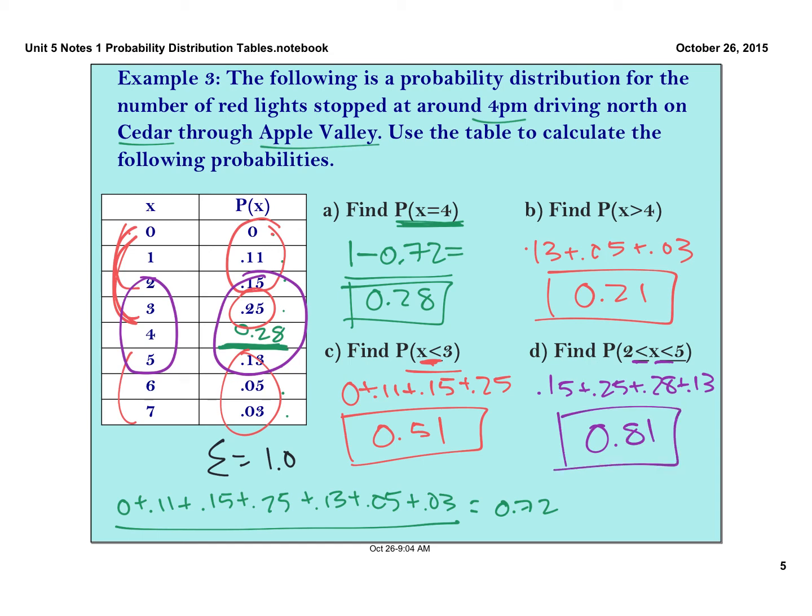All right. So again, if you have one that's missing, add up the rest of them and subtract that from 1.0, which is your total, to get that missing value. That's going to be a way that you can fill in your table.